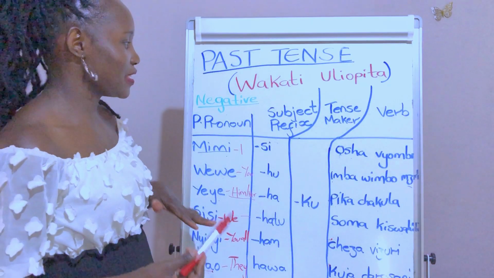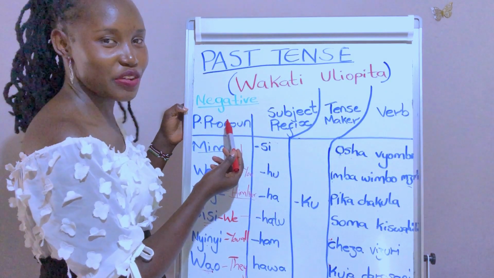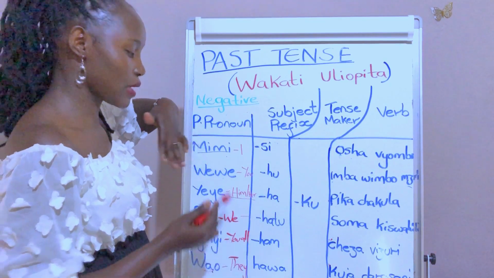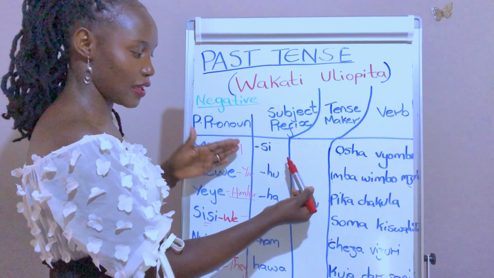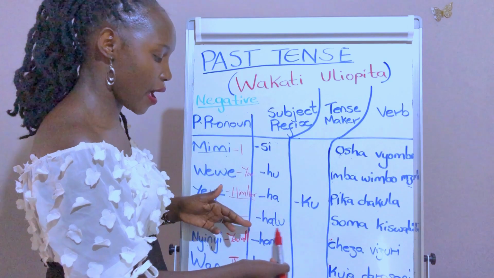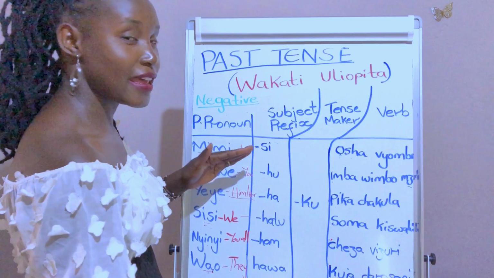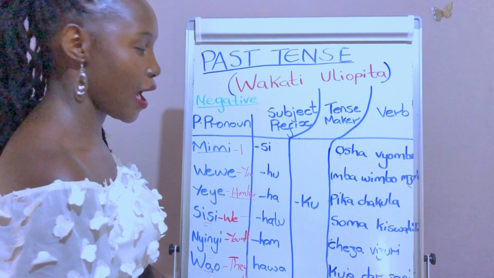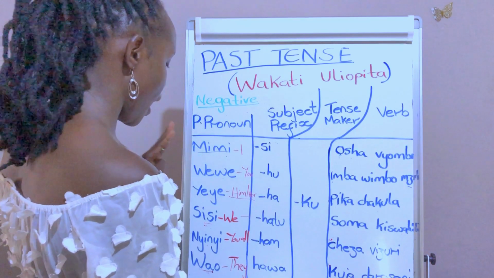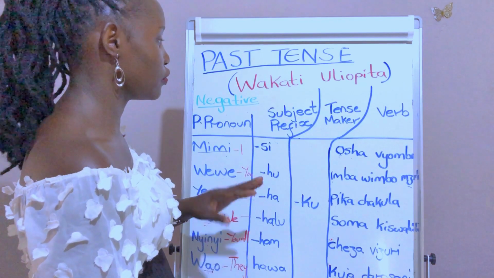Okay, let's continue with this. Past tense, wakati uliopita in negative form. As I told you, personal pronoun remains the same. Subject prefix, as you can see on the board, they have changed. So we have si, hu, ha, hatu, ham, and hawa in negative form. And like in positive form, we had ni, u, a, tu, and wa. Those were the positive form.